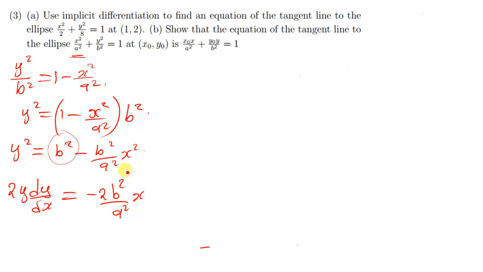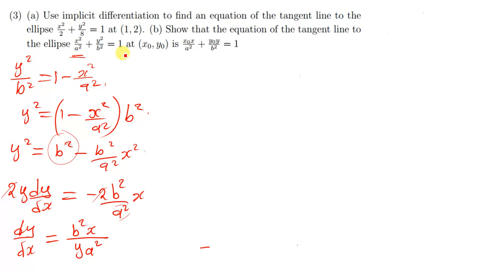Okay, so this is what we're going to have. We can now divide everything by 2y so that we just remain with dy/dx. So dy/dx will be equal to, when you divide 2 and 2, on this side we just remain with b squared x over y, and then we still have our a squared.